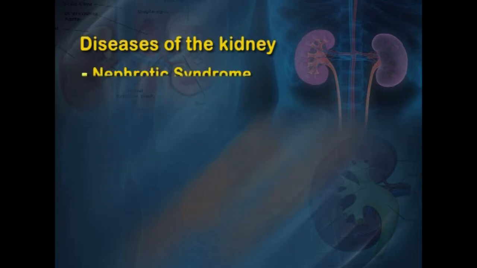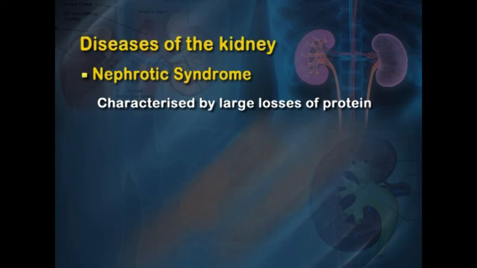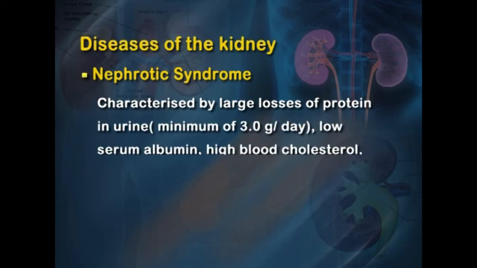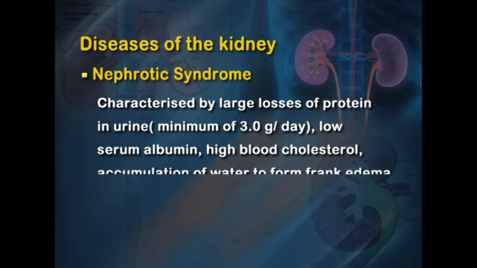The second disease that is very frequently seen is nephrotic syndrome. It is characterized by large losses of protein in urine. It can be as much as 3 grams per day. The serum albumin levels are low, blood cholesterol level is elevated, and there is accumulation of water to form frank edema. Nephrotic syndrome differs from acute nephritis because it does not have hematuria or proteinuria.